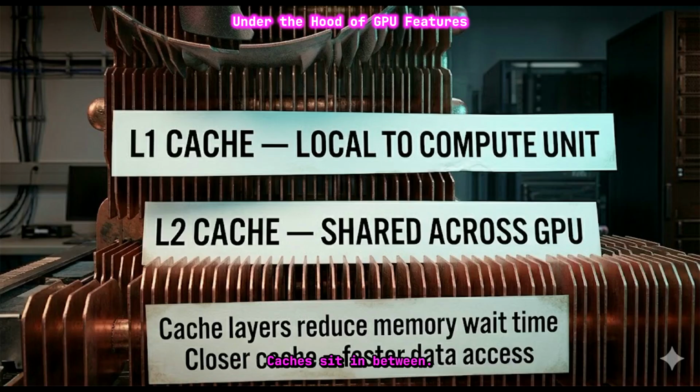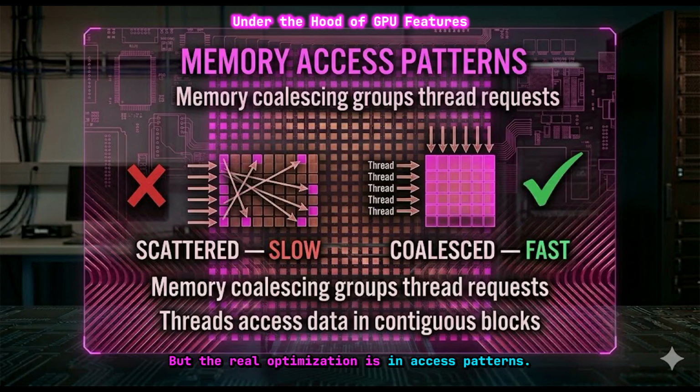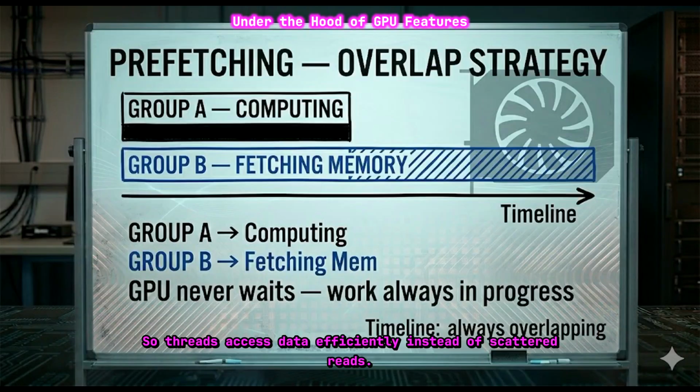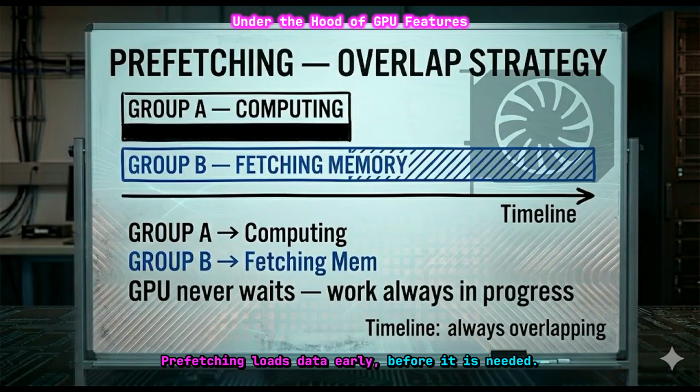Caches sit in between. L1 cache is local to compute units. L2 cache is shared across the GPU. These layers reduce waiting time, but the real optimization is in access patterns. Memory coalescing groups data requests together, so threads access data efficiently. Instead of scattered reads, prefetching loads data early, before it is needed.